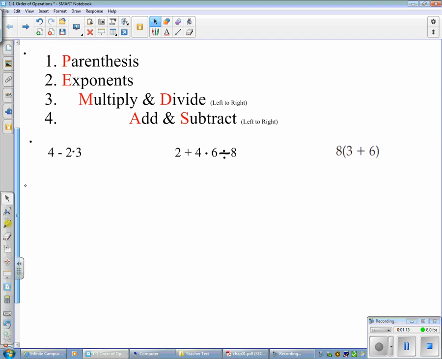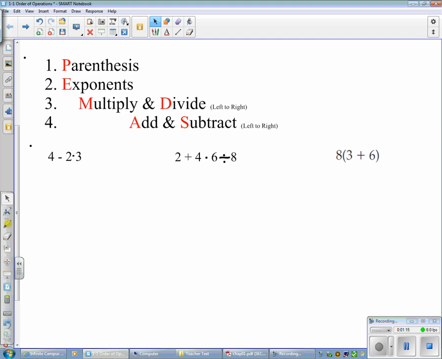Say we have a few problems. 4 minus 2 times 3. Now instead of going 4 and subtracting 2 from it right away, the order of operations has you go through each step. 1, are there parentheses? No, so we don't have to do it. 2, are there exponents? No, so we don't have to do that. 3, are there any multiply or divides? Yes, there are. So we're going to have to go 2 times 3 first. And 2 times 3 is 6.